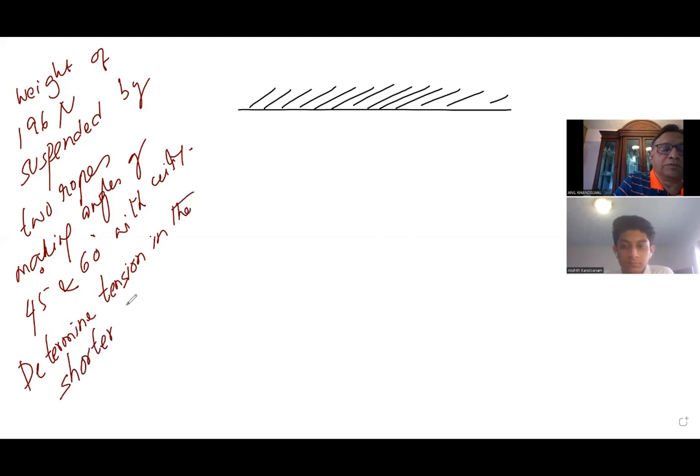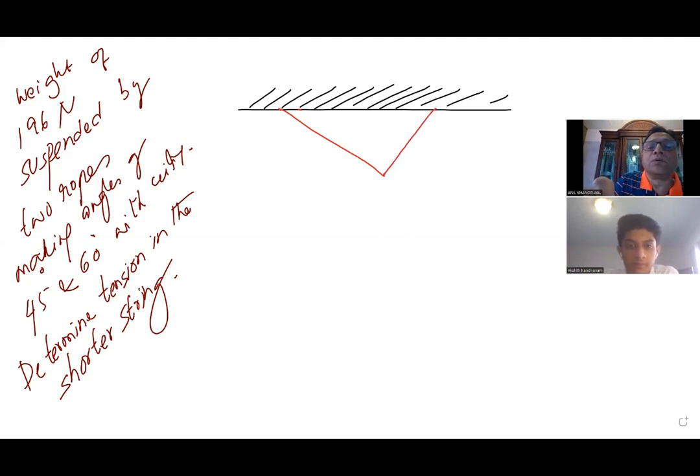How will you do this? Sir, we can draw a triangle coming down from the roof, with the mass hanging. Correct. So we have 45 and 60 degrees. This angle here is 45, this is 60 degrees, and that is the mass, 196 newtons. We need to find these tensions.